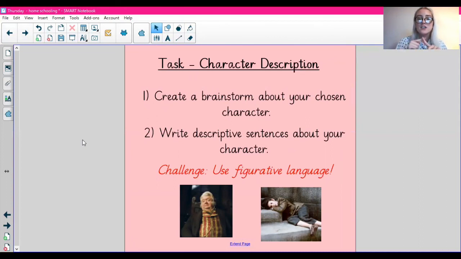Today's task, the first thing you're going to do is choose a character, Mr. Bumble or Oliver Twist. You're then going to create a brainstorm about your chosen character and write adjectives to describe them around the outside. The second thing you're going to do is write descriptive sentences about that character, using your brainstorm to help you. I have attached a character description template on DB Primary for both characters if you would like to use that to help you. If not, you can do it on paper, you can do it on the computer, and make sure you upload it to the task section in DB Primary.